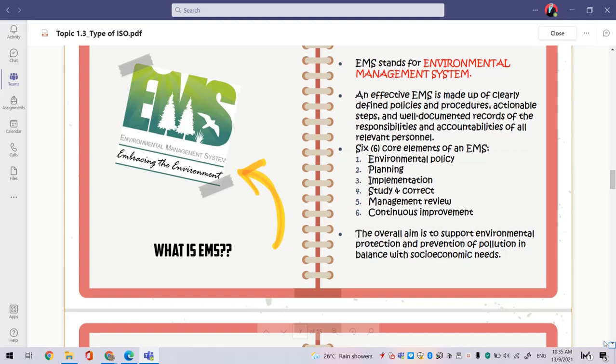And basically, what is EMS? EMS stands for Environmental Management System, and it consists of 6 core elements, which are environmental policy, planning, implementation, study and correct, management review, and continuous improvement. What is the aim of this EMS? The aim of this EMS is to support environmental protection and prevention of pollution in balance with socio-economic needs.